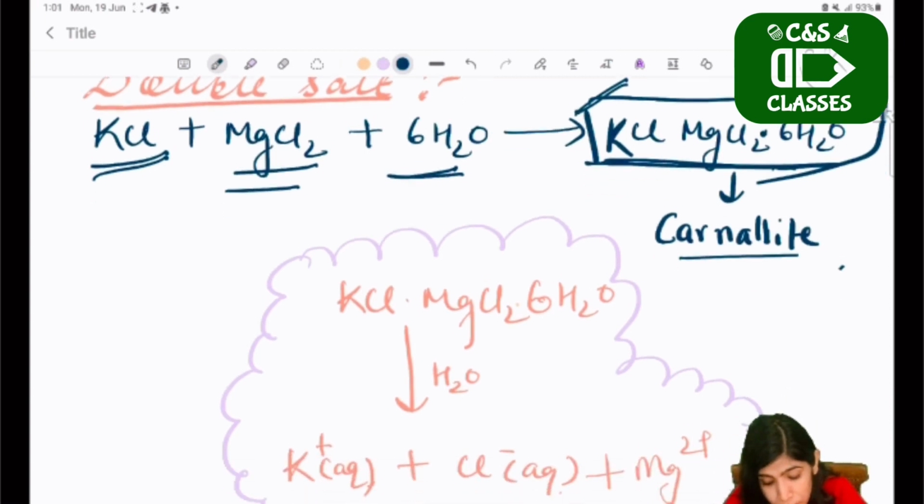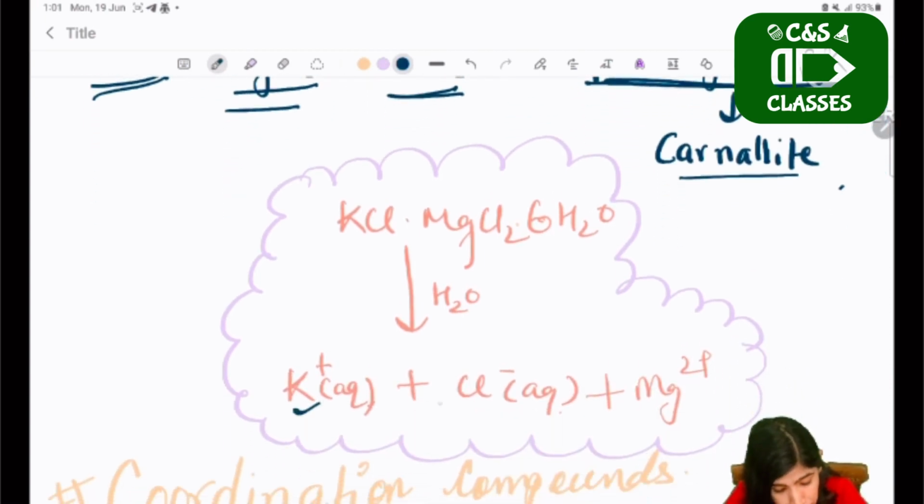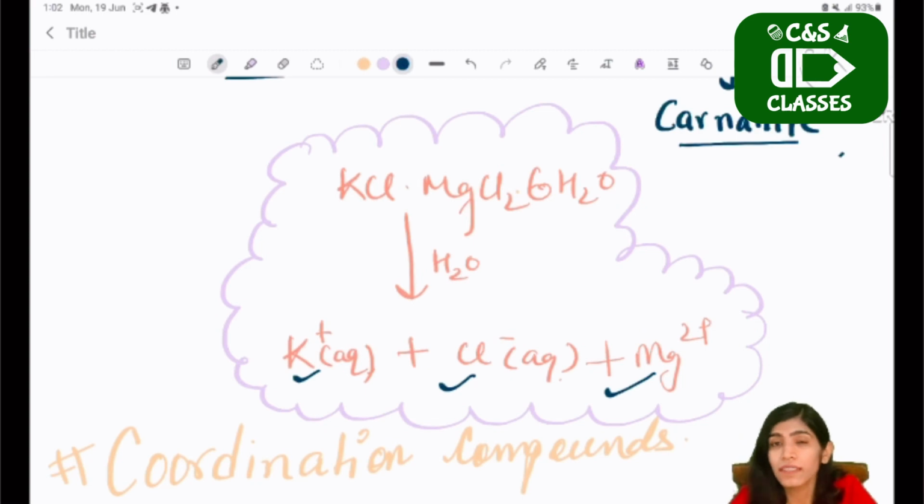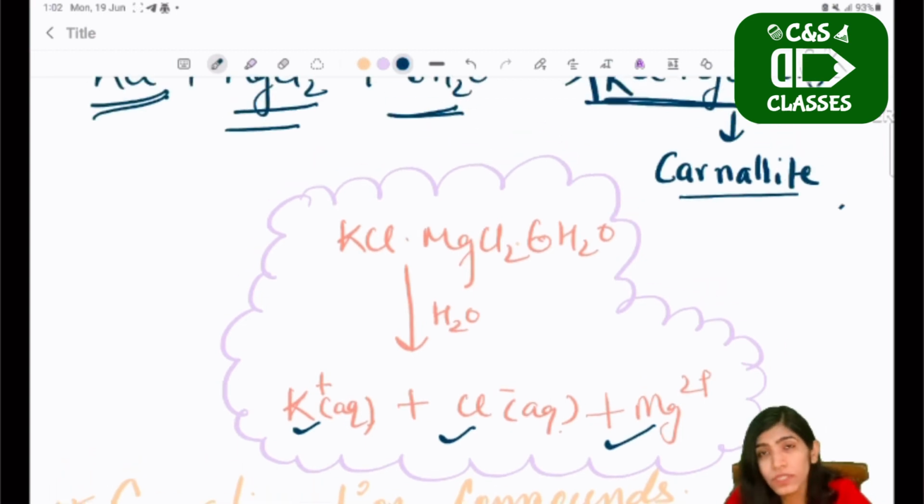For example, if I dissolve this carnallite in water, what I will get is K+, Cl-, and Mg2+. What does that mean? That means whenever I am dissolving this carnallite in water, it is getting ionized into its constituent ions, right? Or we can say it is getting dissociated into its constituent ions. Or what else can we say, it is losing its identity after dissolving in water.